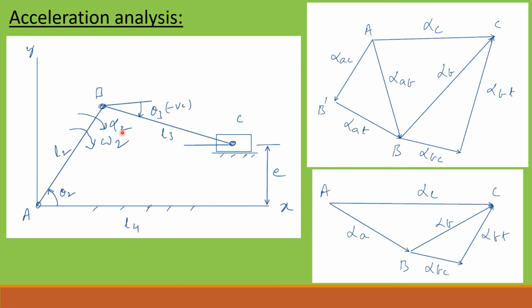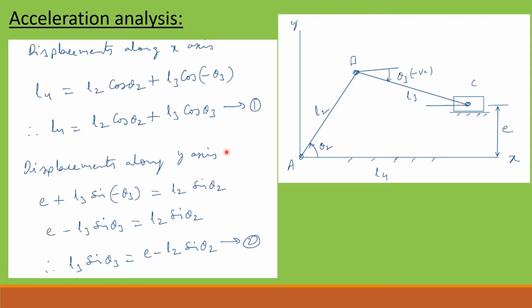Similarly, acceleration of coupler BC can be found by drawing this line alpha BC parallel to coupler, and drawing another line alpha BT that is perpendicular to coupler. By joining points B and C, we get alpha B, that is acceleration of coupler. And acceleration of slider C with respect to A can be found by drawing a line joining points A and C. Alpha C is the acceleration of slider with respect to A. So this is how we can draw acceleration polygons.